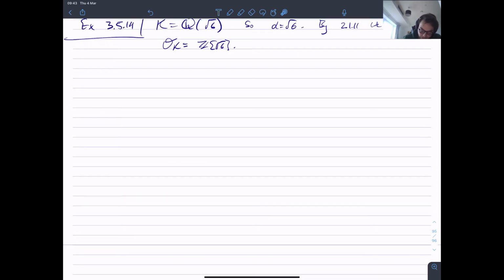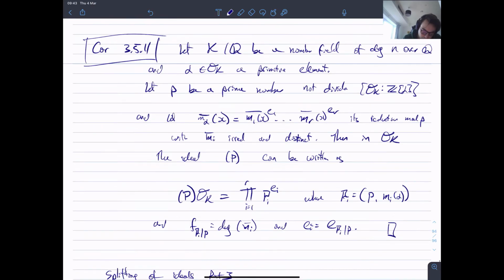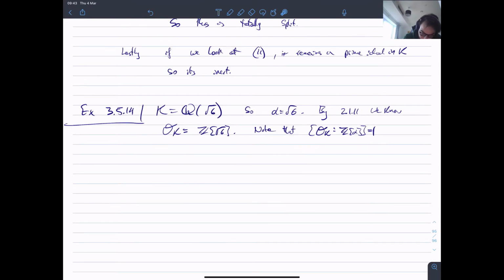So let's do this in practice. Let me see if I can use this theorem. Note that in this case, the index of O_K over Z adjoined alpha is 1, because we've just checked that the two things are the same. The theorem's input was that I needed a prime number that doesn't divide this index. The index is 1, so it works for every prime number. So there's nothing to worry about. So I'll say 3.5.10 works for all primes.